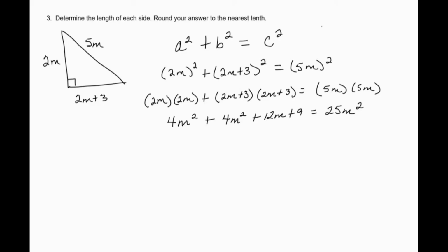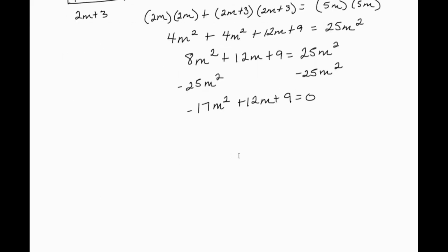Okay, so from here we're going to combine our like terms and put everything over on the left-hand side and set it equal to 0. Now I have negative 17m squared plus 12m plus 9 equals 0. I do not like having my leading coefficient negative, so I'm going to divide through by negative 1. If it doesn't bother you to keep that negative there, then go ahead and keep it if you want to.